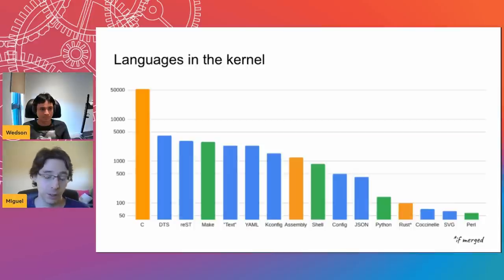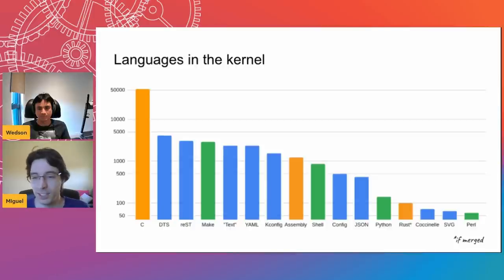But then there are other languages, as you see. For example, general purpose languages, or more or less general purpose languages, that are used during compilation or for other purposes: testing, tracing, etc. You see in green here things like makefiles, shell scripts, Python, Perl, etc. And there are other files in blue, the device tree files, the kernel configurations, etc. So a lot of things going on in the kernel, a lot of languages.